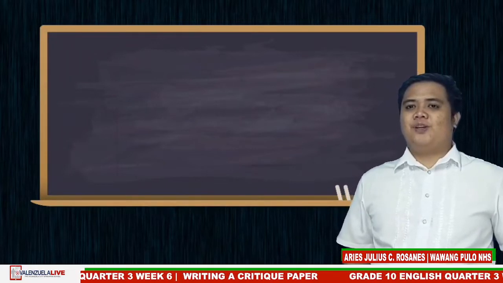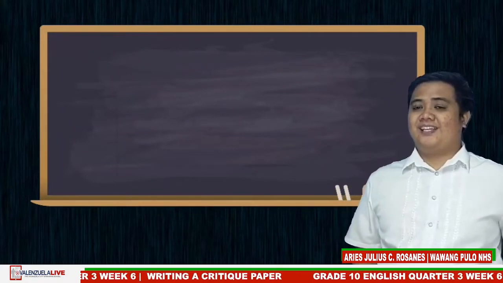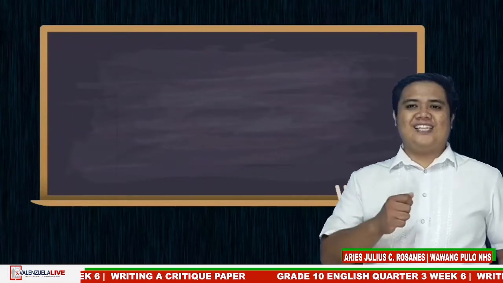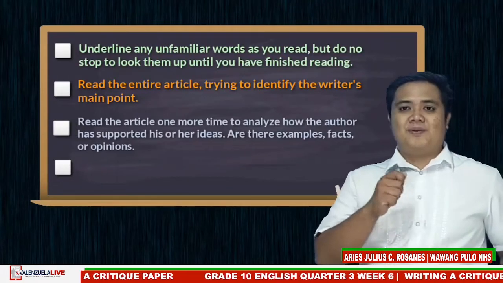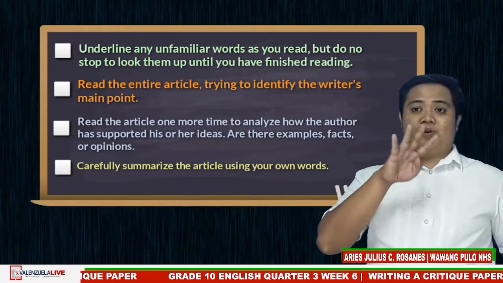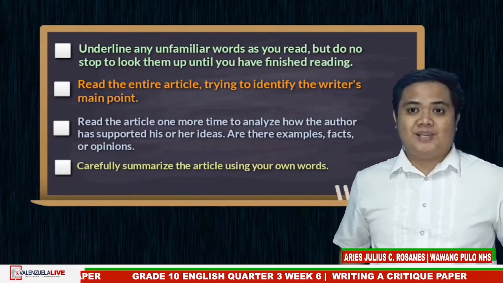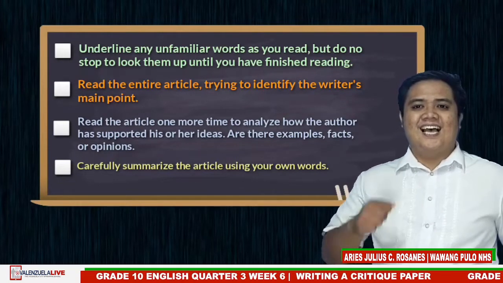Now that we are done discussing the critic paper and its parts, let's have an activity. Arrange these reading strategies by numbering them with 1 to 4. I will give you 1 minute to do the task. Let's begin!